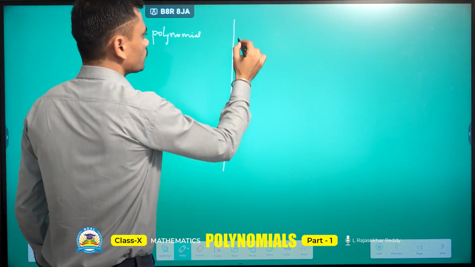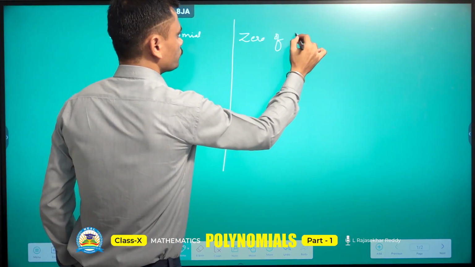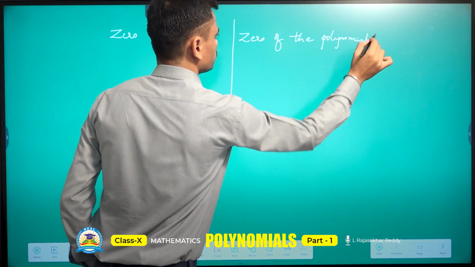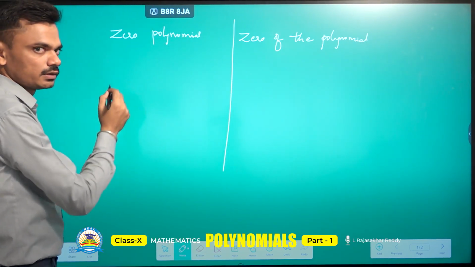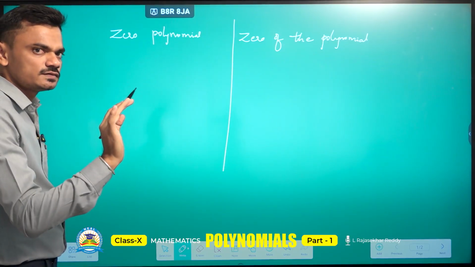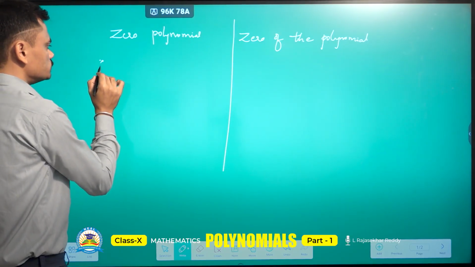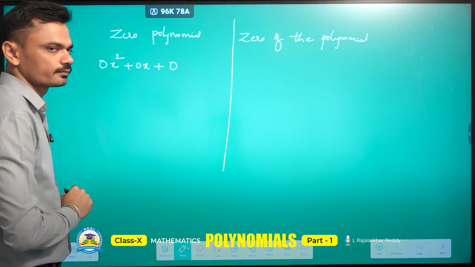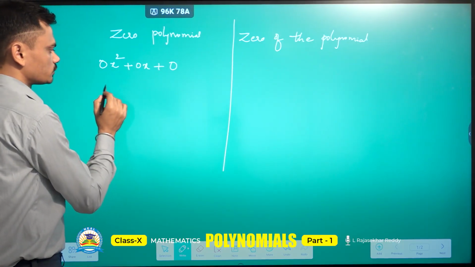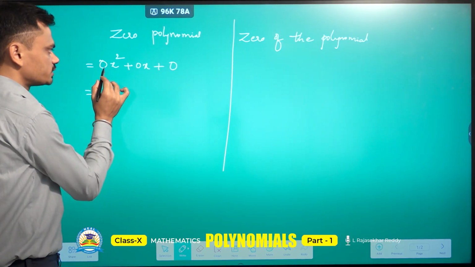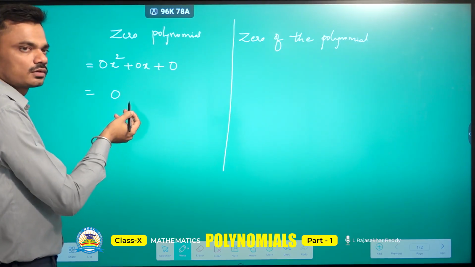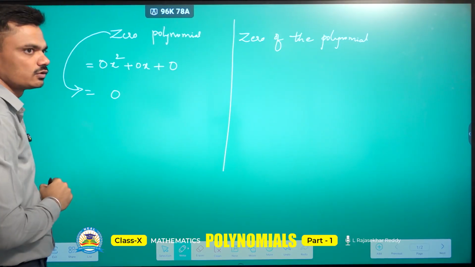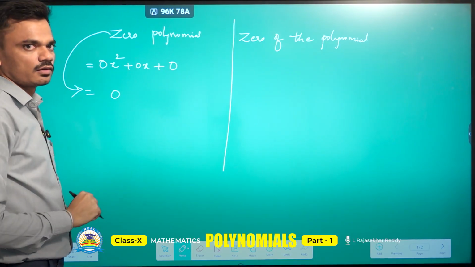And one more, 0 of the polynomial. See here, a lot of difference is there. 0 polynomial means all the coefficients must be 0. 0 into x square plus 0 into x, even though constant also 0. So the result is 0. If all the coefficients are 0, all the terms will be 0. If the constant is also 0, then finally it is 0. So 0 polynomial is nothing but 0.